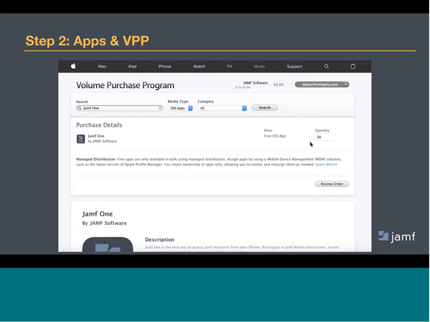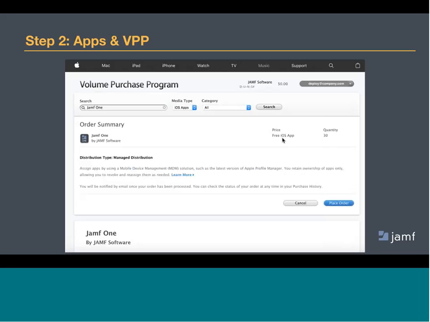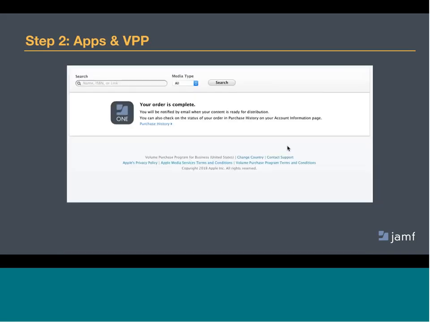Now, once I find the app that I want, I'm going to go ahead and purchase an amount. I am, quote unquote, purchasing apps, even though they're free. That's totally fine. What we want to do is just procure the number of licenses that we need. And once we do that, we can go ahead and place our order. We will get a notification to say that our order is complete. And you can do that for all the apps that you need. If down the line you need to buy a new app, it'll be the same exact process.